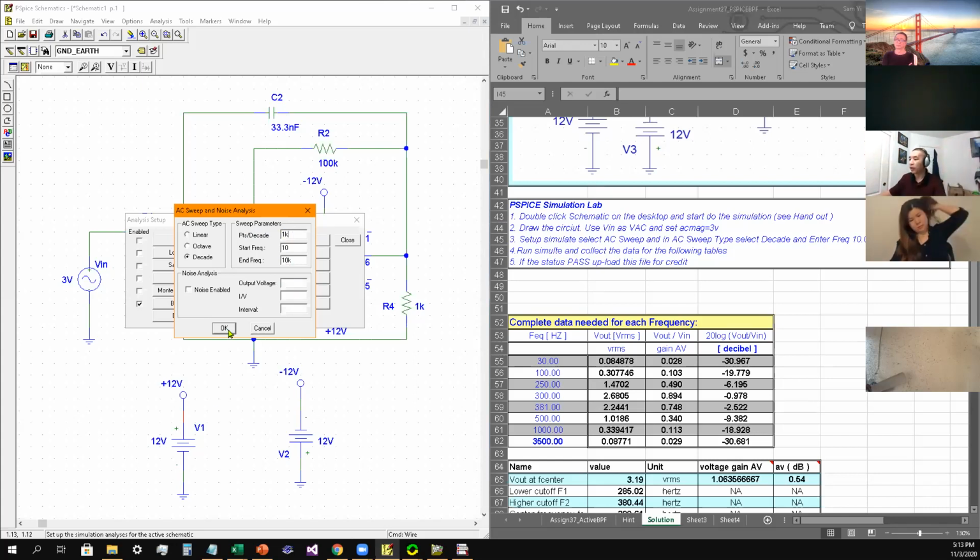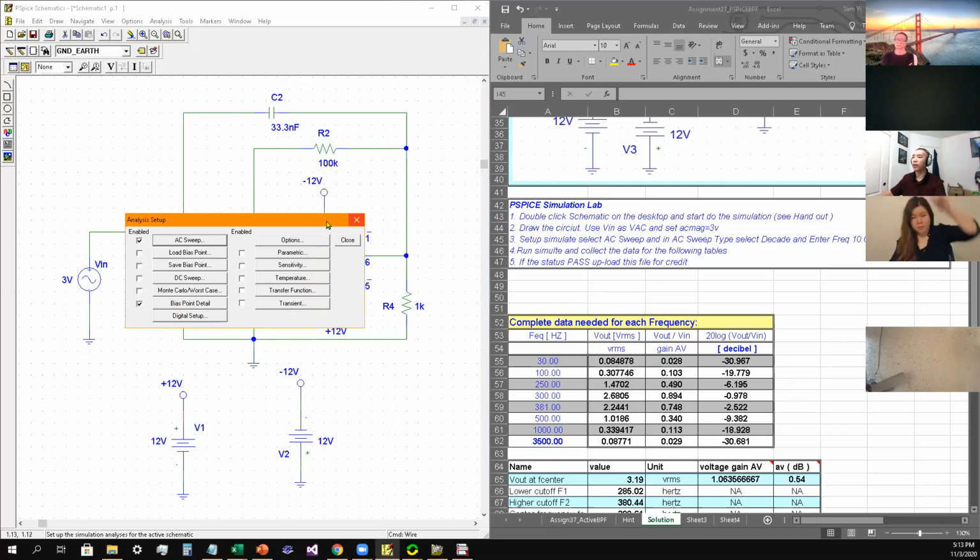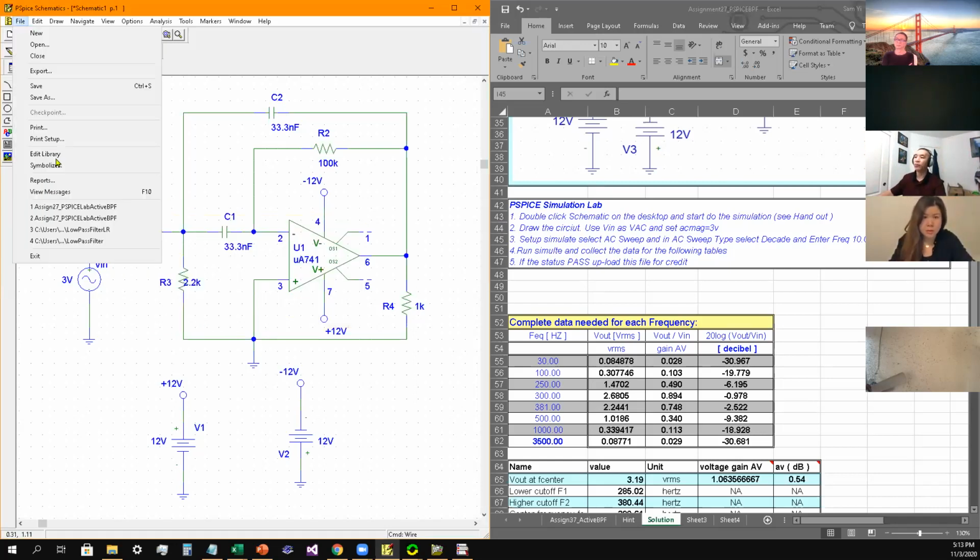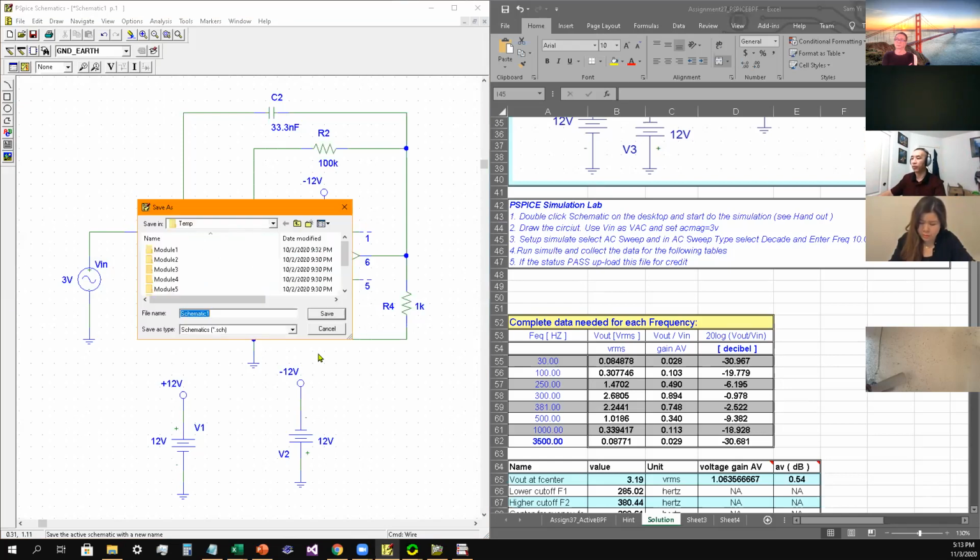Okay, click OK. Now that one is done, and now all I have to do is save this file. So Save As, let me see, I'm going to save this in my temporary folder. Okay, so there's my temporary folder, and this one is going to be assignment 27. So assign 27. This one is band pass filter.